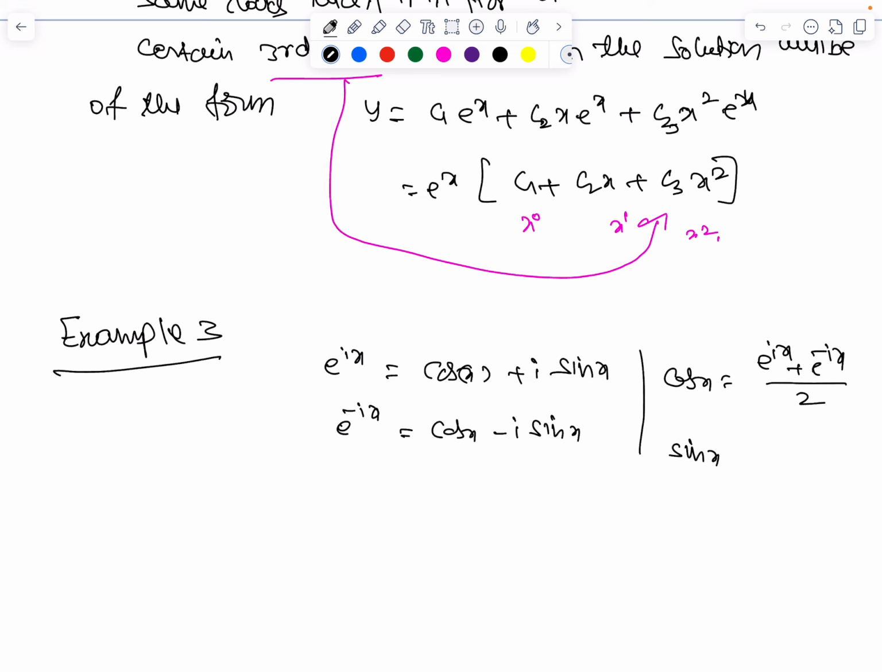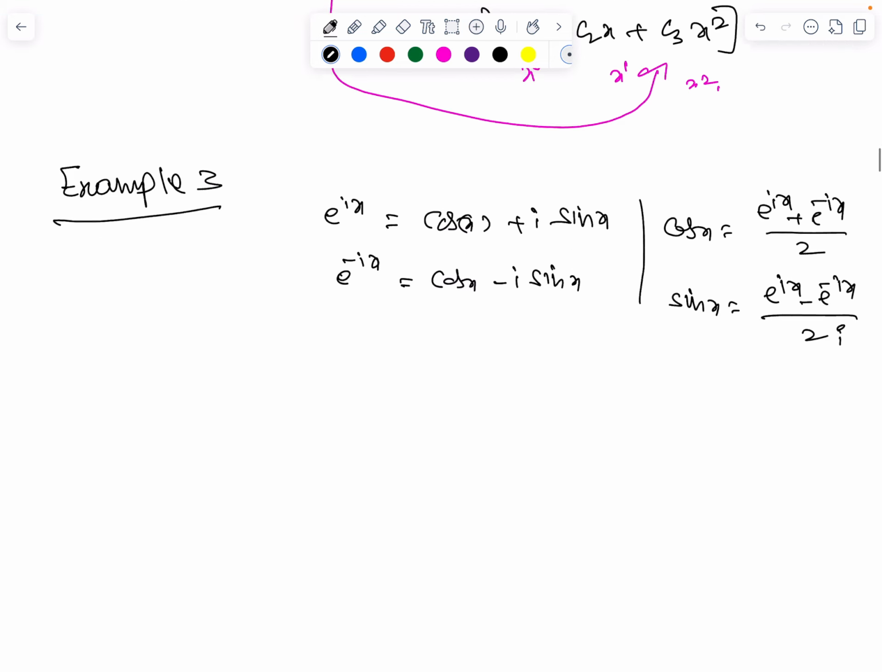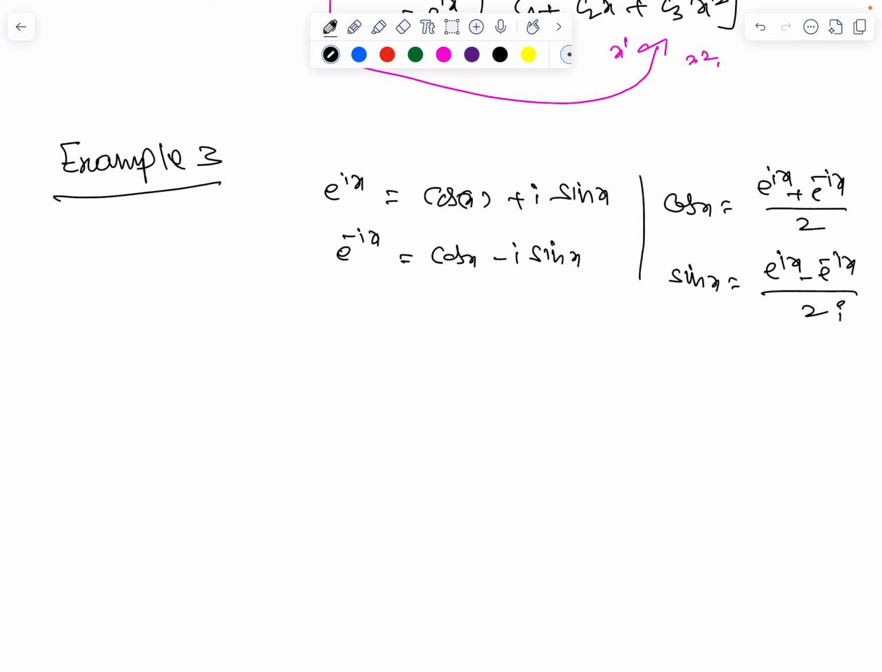Similarly, sin x is equal to (e power ix minus e power minus ix) by 2i. These formulas you should note down, and then we can solve ODE problems where complex roots are possible. Suppose, example 3.